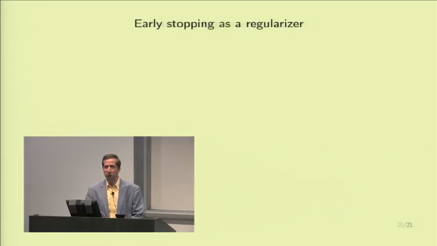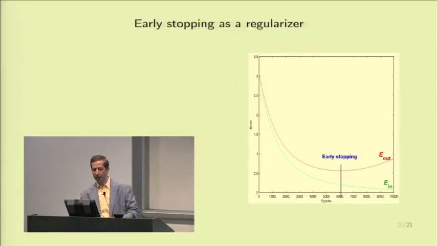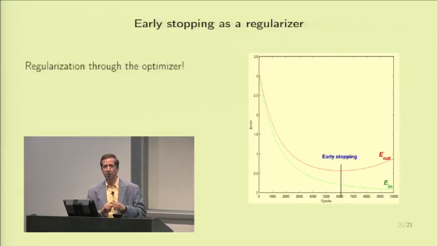Early stopping, which we alluded to last time, is a form of regularizer, and it's an interesting one. Remember this thing, we were training on E_in, no augmentation, nothing, just the in-sample error. And we realized by looking at the out-of-sample error using a test set that it's a good idea to stop before you get to the end. So this is a form of regularizer, but it's a funny regularizer. It's through the optimizer.